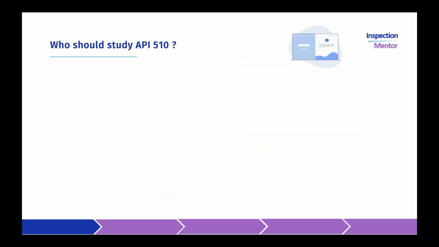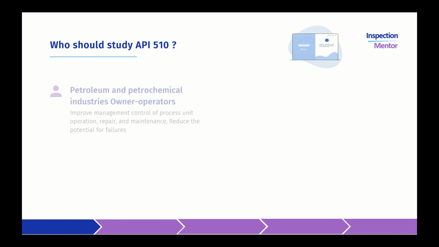So, who should study API 510 standard? Well, several groups of people should study the standard, and the first group of people is petroleum and petrochemical industry owners or operators. Why should they study? Improve the management control of process unit operations, repair, maintenance, and reduce potential for failures.